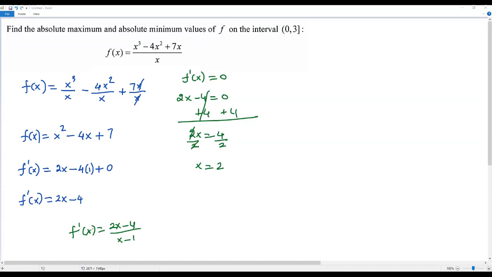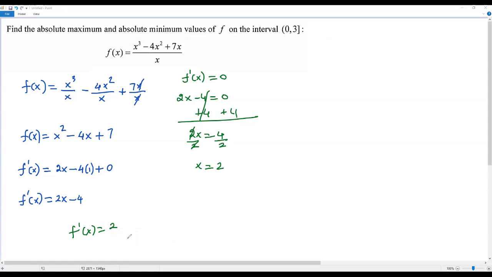So is there any value of x for which this f prime of x becomes undefined? Yes, when x equals 1, the denominator becomes 0, then f prime of x becomes undefined. So for x equals 1, we have to check whether we have this value in the given domain. If you have this value in the given domain, then this 1 also should be considered as a critical number.